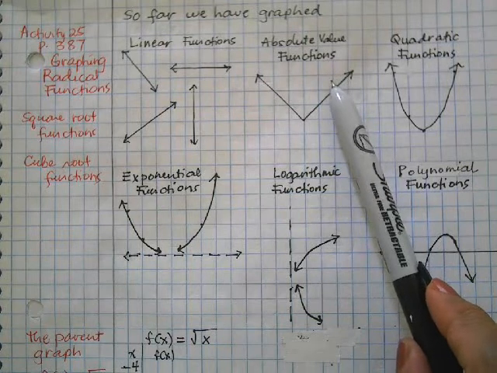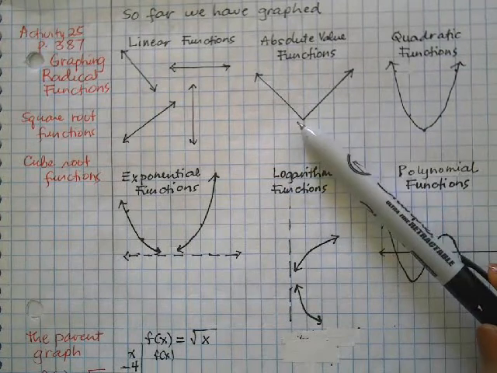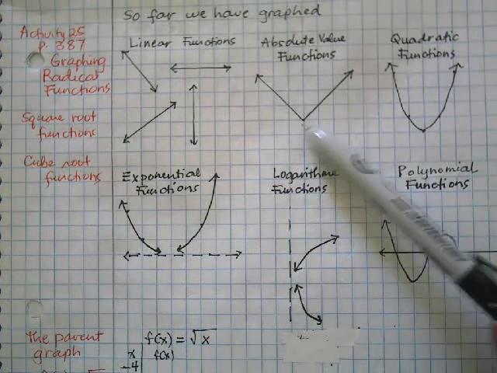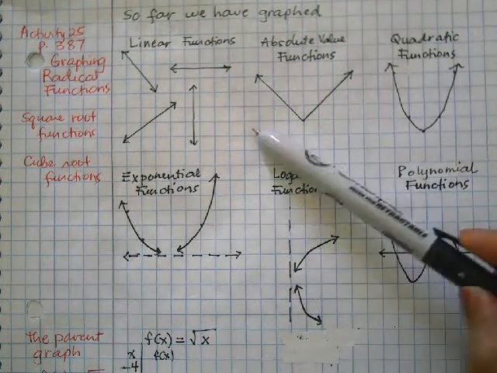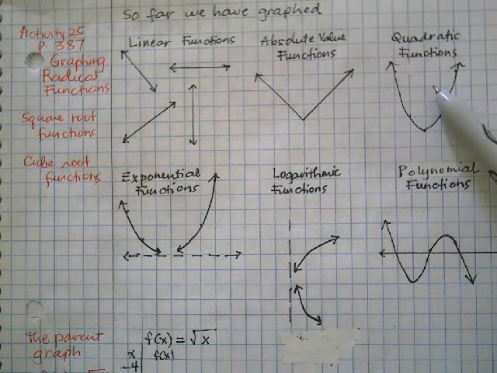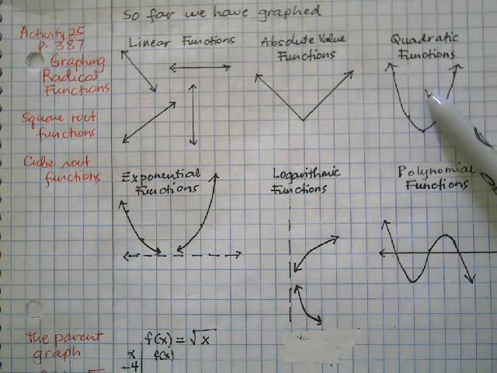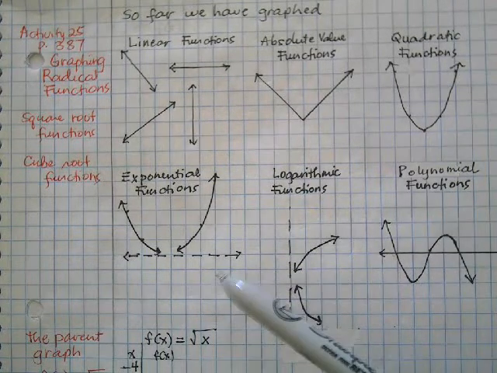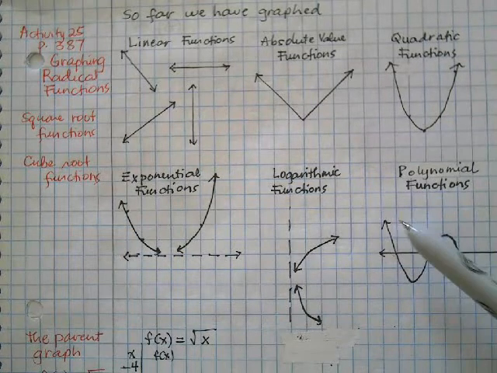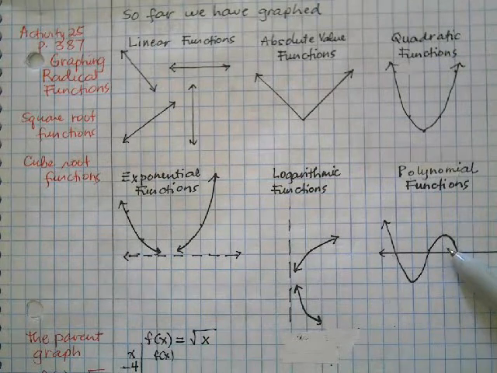So y equals absolute value of x, and this is the graph of a V. 0, 0, 1, 1, 2, 2, 3, 3, and on the other side. Then we graphed quadratic functions, a parabola. y equals x squared. And then recently we graphed polynomial functions. Up, up, up, down. I hope you remember how to graph this.